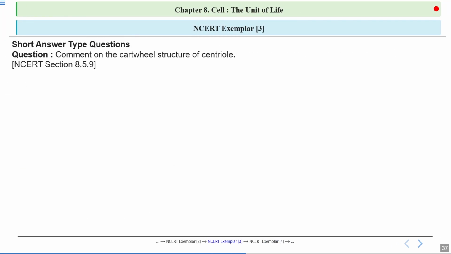Now you have to comment on the cartwheel structure of the centrioles. See, these centrioles are present within the centrosome. And where are centrioles present? Centrioles are present in the animal cells. So you have to talk about the cartwheel structure of the centriole. Let's have a look at the answer.